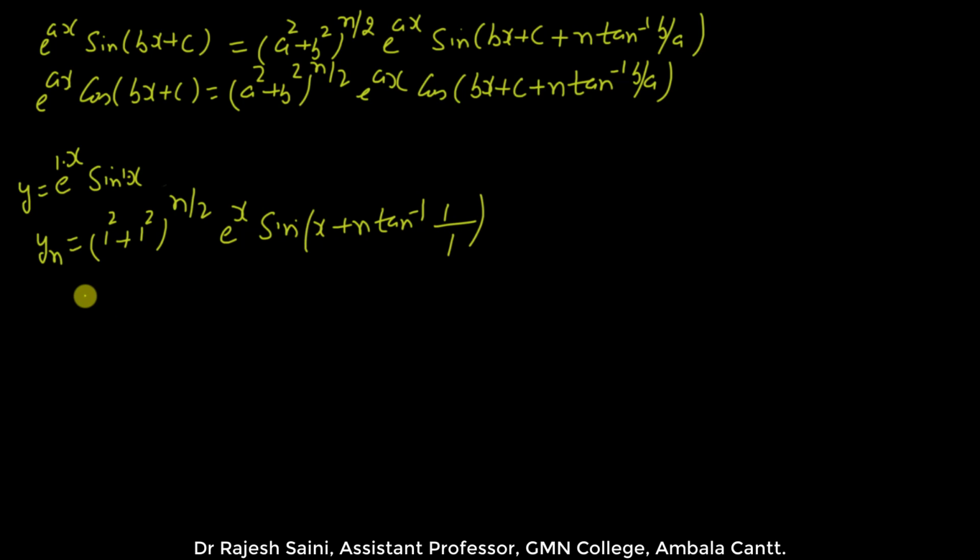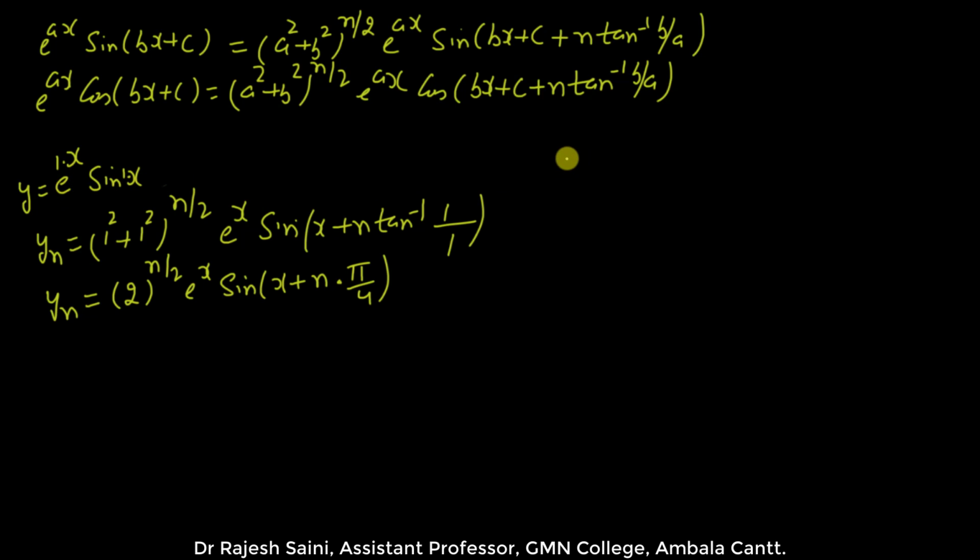So this will be 2, since 1 square plus 1 square is 1 plus 1, which is 2, raised to the power n by 2, e raised to the power x sin(x plus n times tan inverse 1, which is pi by 4). So this is your yn, the nth order derivative of y equal to e raised to the power x sin x.